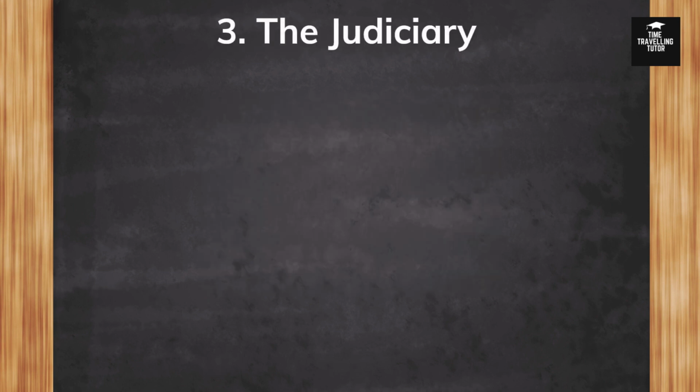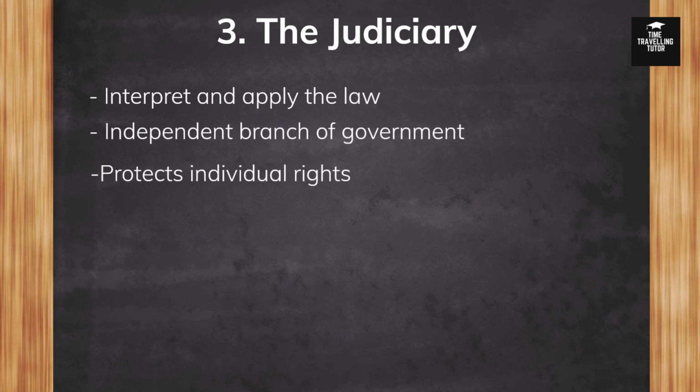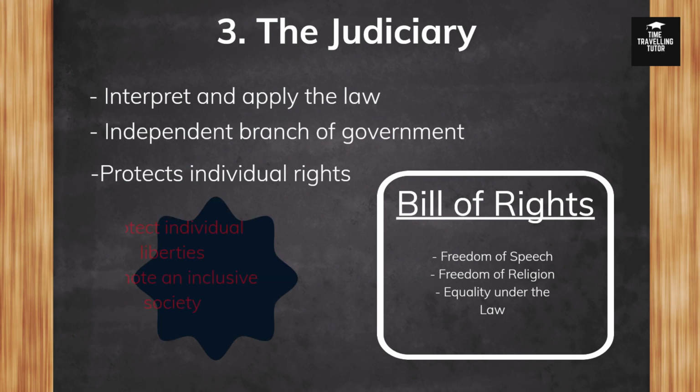3. The Judiciary. The judiciary was responsible for interpreting and applying the laws. It acted as an independent branch of the government, ensuring the rule of law and protecting individual rights. One important aspect of the Weimar Constitution was the inclusion of a Bill of Rights. This guaranteed every German citizen freedom of speech and religion, as well as equality under the law. It aimed to protect individual liberties and promote a more inclusive society.